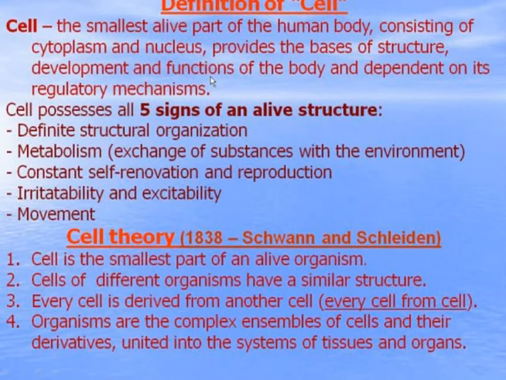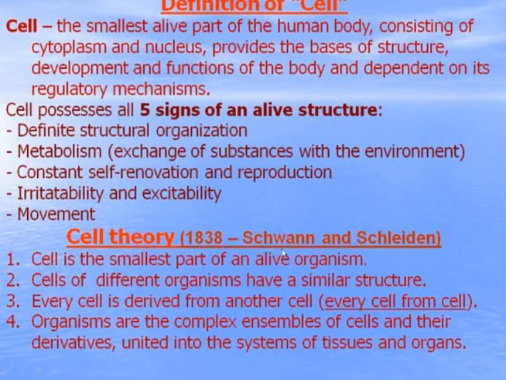So, the definition of a cell: the smallest alive part of the human body, consisting of cytoplasm and nucleus, which provides the basis of structure, development, and functions of the body, and depends on its regulatory mechanisms. Cells possess all 5 features of an alive structure: definite structural organization, metabolism, exchange of substances with the environment, constant self-renovation and reproduction, irritability and excitability, and movement.